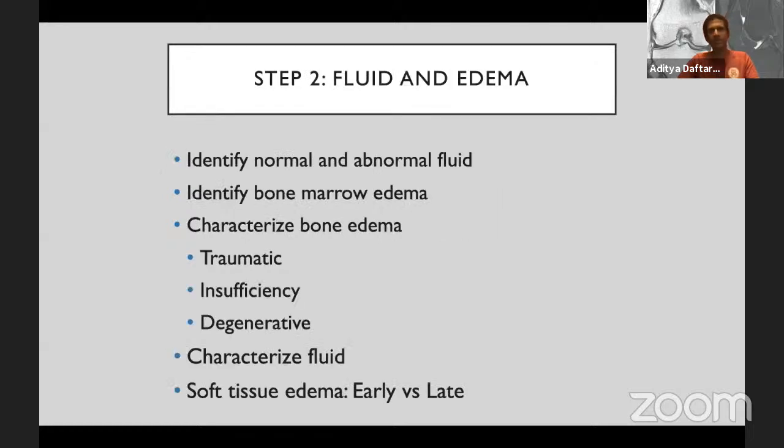What we're going to talk about here is the first thing that you do when you look at it: you look for fluid and edema. And here the key thing is, do you identify normal and abnormal fluid? Do you identify bone marrow edema? Once you see bone marrow edema, it's important to characterize it.